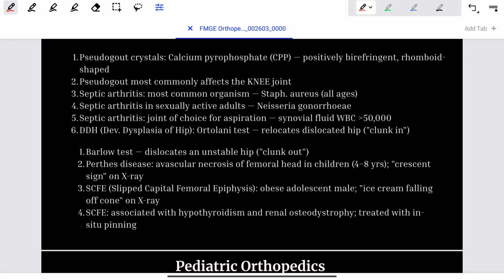In pseudogout, calcium pyrophosphate crystals are rhomboid-shaped and positively birefringent. Pseudogout most commonly affects the knee joint.